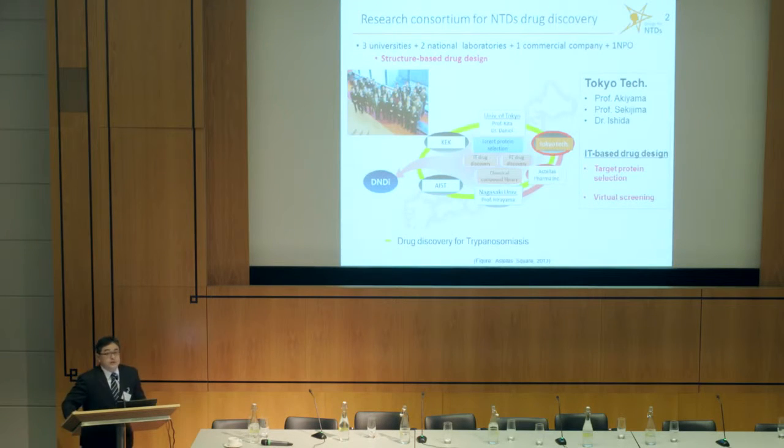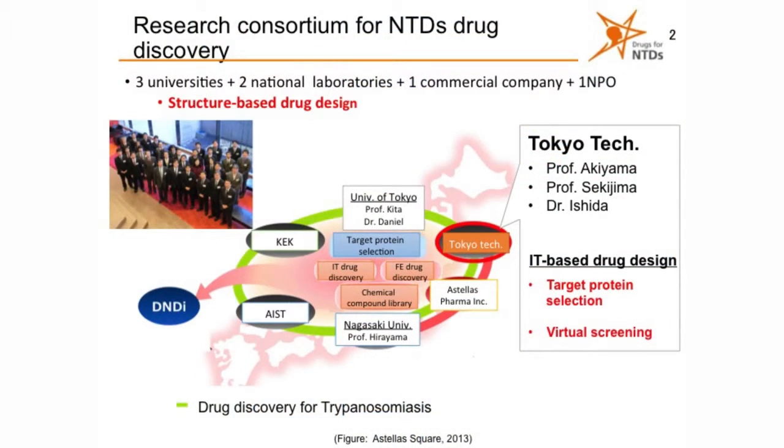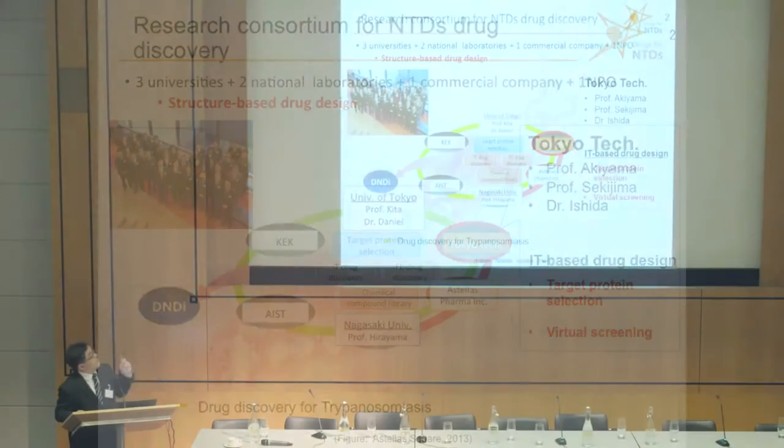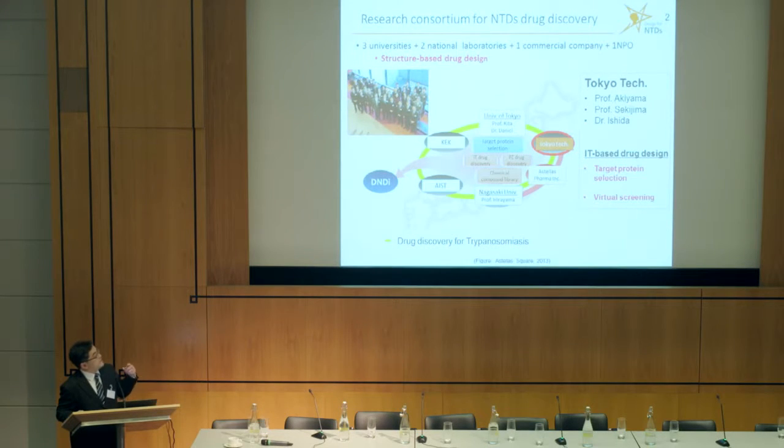It was year 2012. We initiated a non-profit research consortium in Japan. At this moment, we have virtually no funding, yet the members are very expert in this field, and we can combine our expertise very well. The members include 3 universities, Tokyo Tech, ourselves, and the University of Tokyo, and the Nagasaki University, Institute of Tropical Medicine, as well as 2 national laboratories, KEK and AIST.